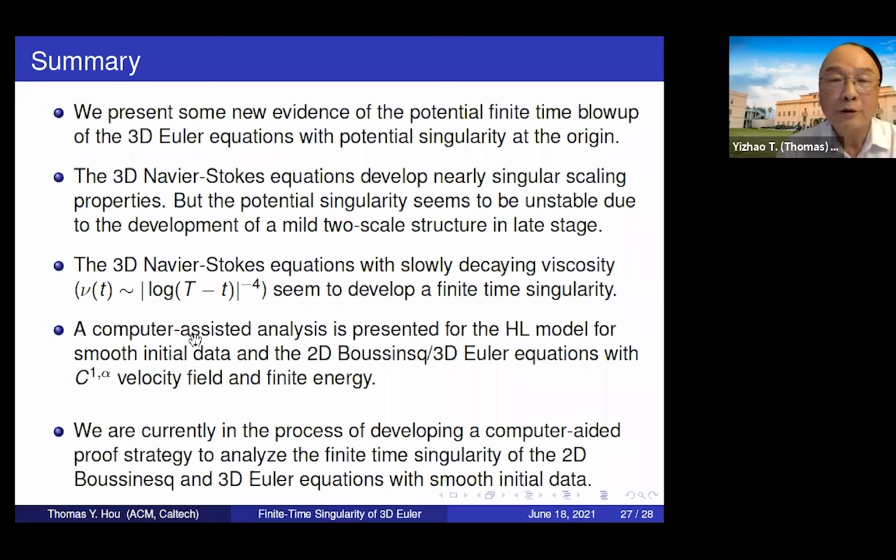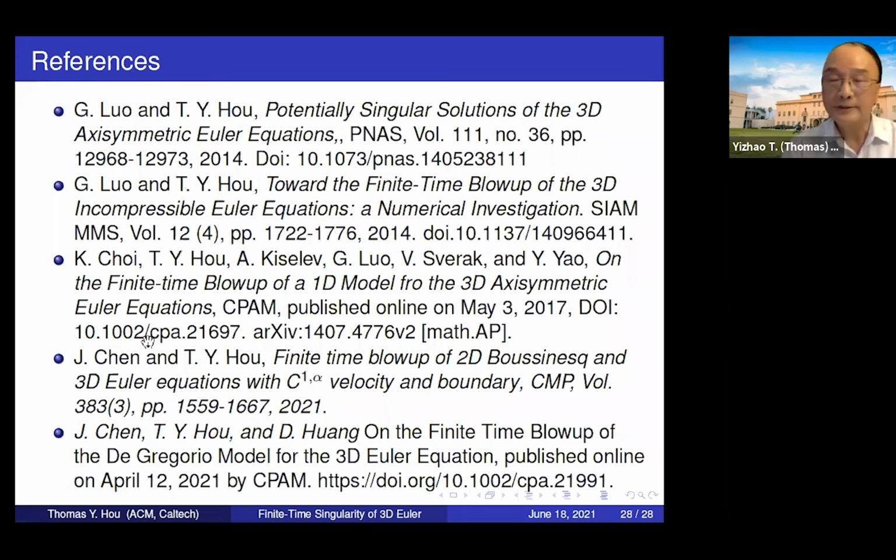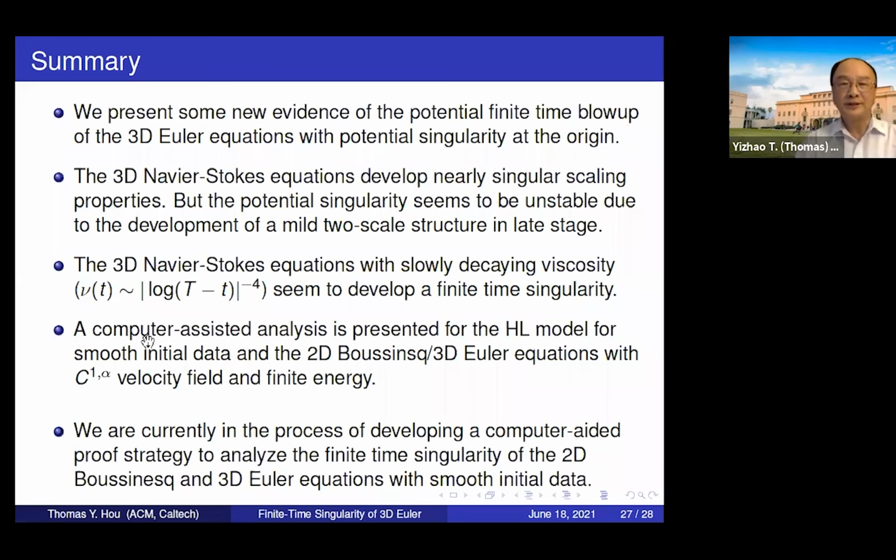So I also presented some analytic attempts. Using a computer-assisted proof, we have shown for the HL model, the 2D Boussinesq equation with a weak initial class of velocity field, they develop finite time singularity. We're currently trying to push this, maybe we can extend this analysis to C infinity initial data in the same setting that I did with Bordeaux. And this is some of the reference. Let me stop here. Thank you for your attention.